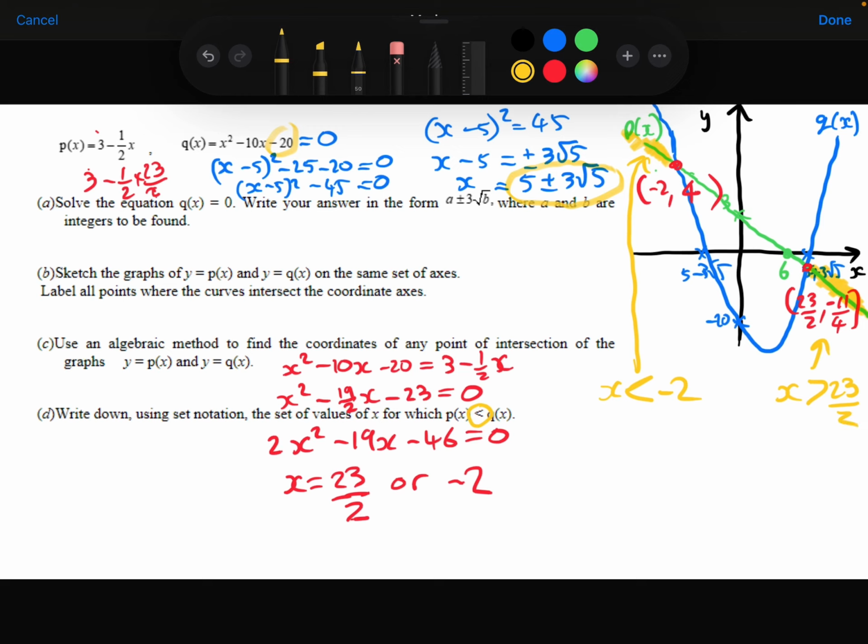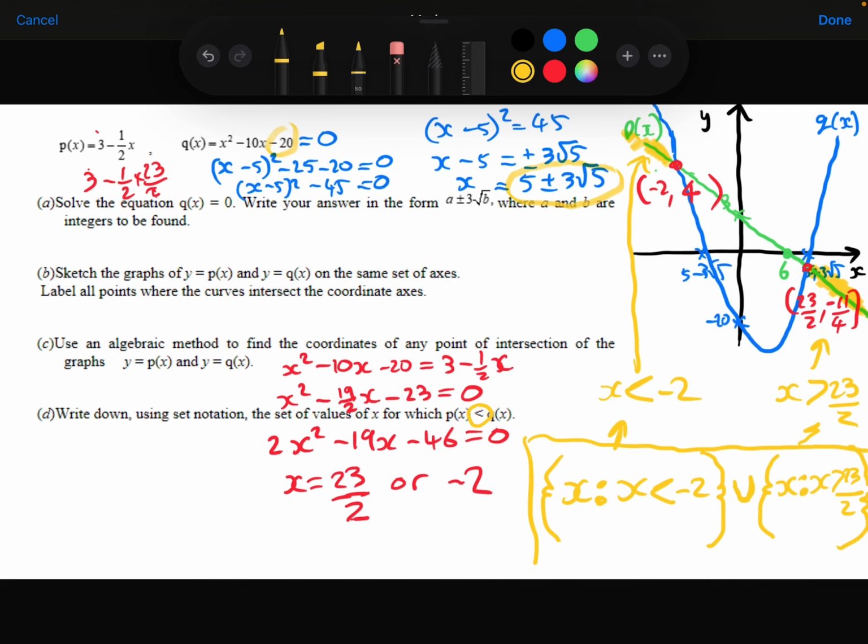But I did need to write this in set notation. So this part here, this is the set, so curly brackets like that, the set of values of x such that x is less than minus 2. Or it could have been the set of values of x such that x is greater than 23 over 2. And then that set describes that. So this is my answer here to part D.